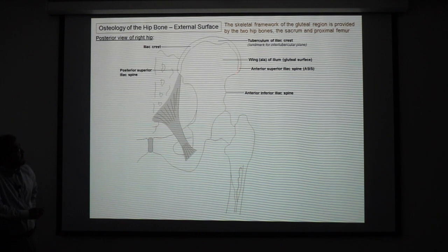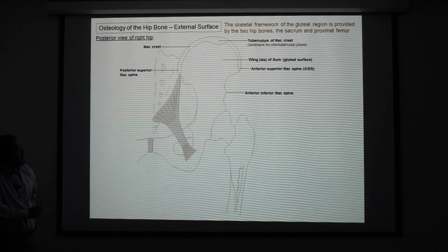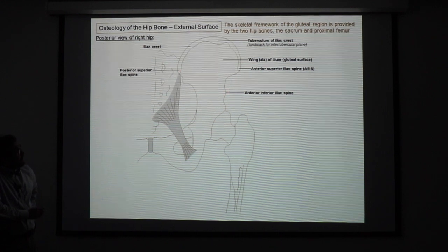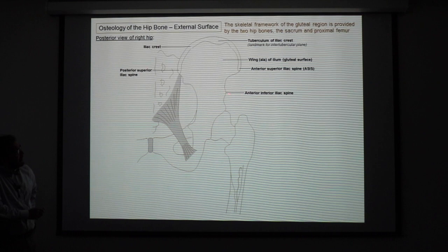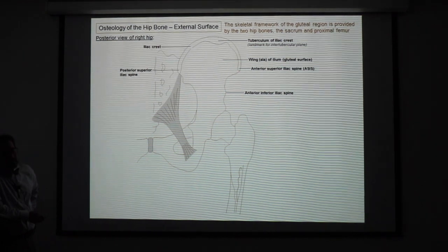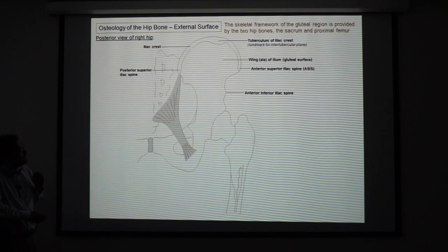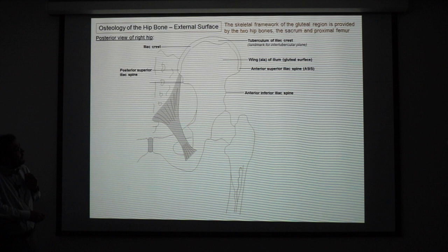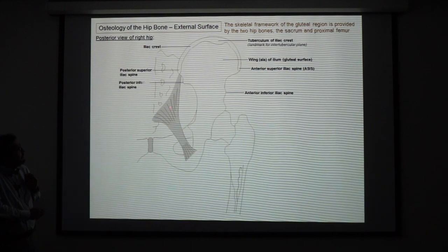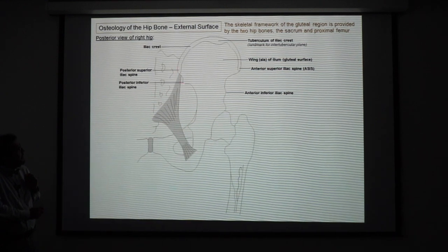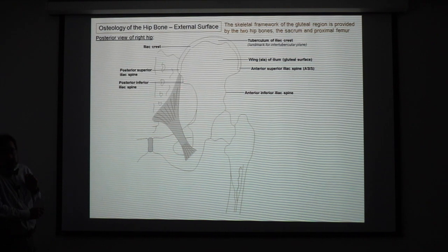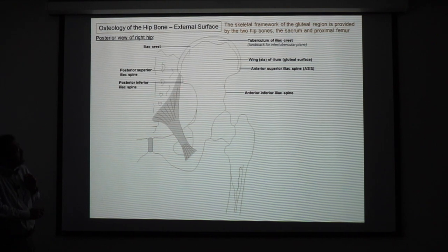Then you can look at the ala, or the wing of the ilium, and you can also find the anterior superior iliac spine, and this is the posterior superior iliac spine. This one is the anterior inferior iliac spine. And you know that from the anterior superior iliac spine to the pubic tubercle there is a ligament which is called the inguinal ligament. And if we look at the back, you would find that there is a posterior superior iliac spine, and then you have a posterior inferior iliac spine.